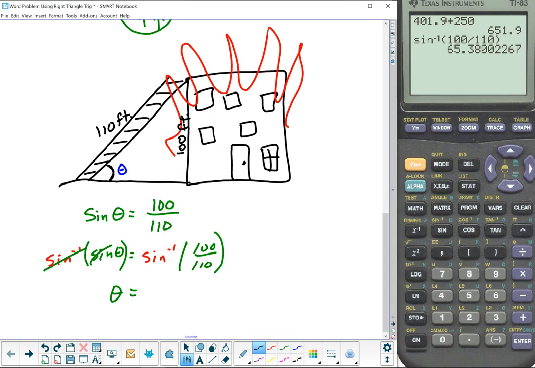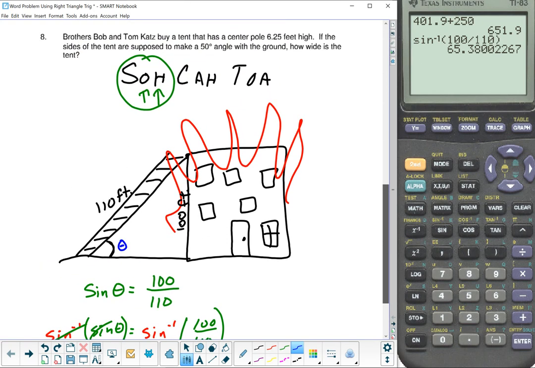So our elevation angle is 65.4 degrees. That means we can lift it up 65.4 degrees.